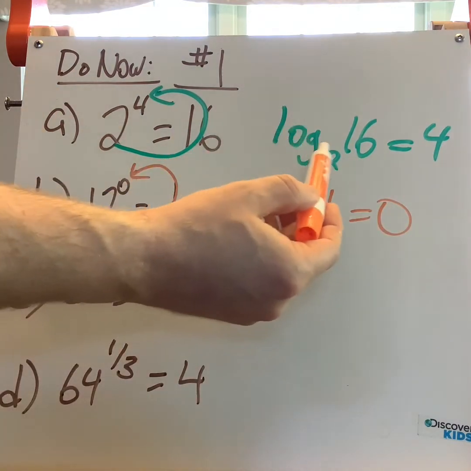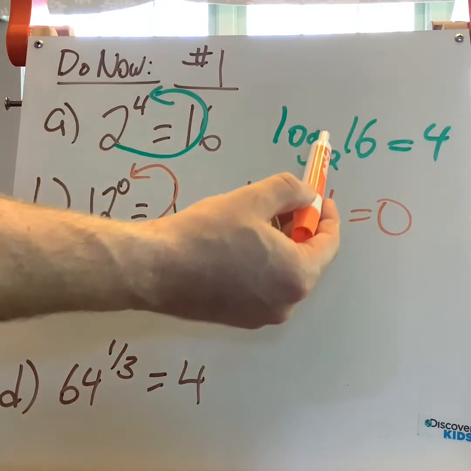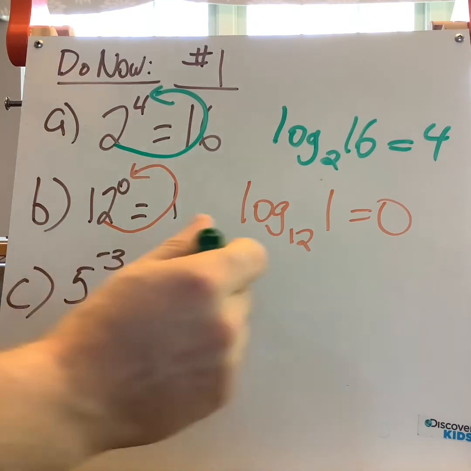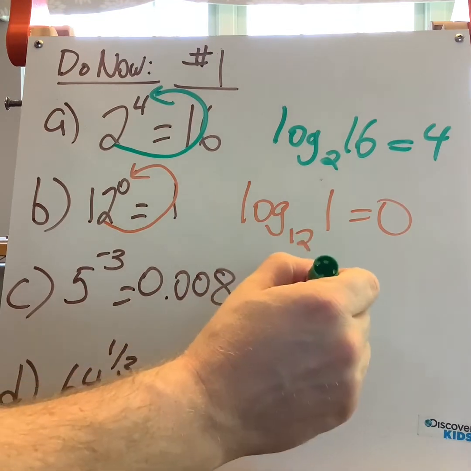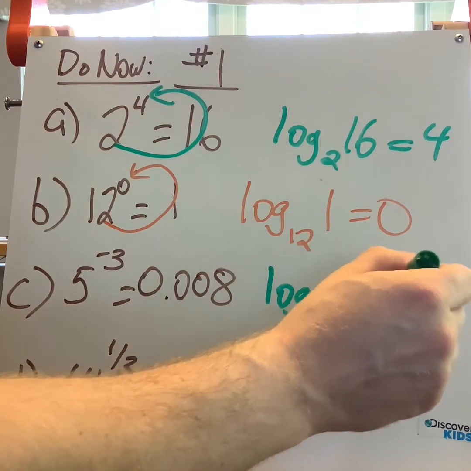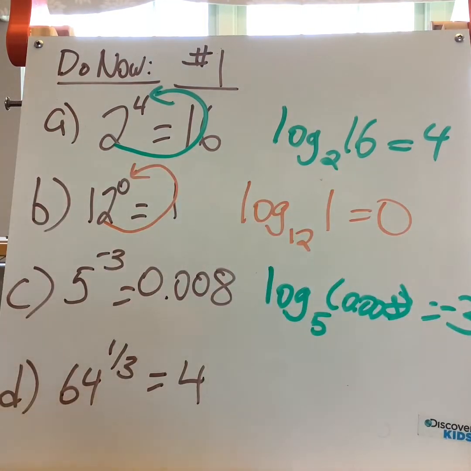The first one is log base 2 of 16 equals 4. 4 is the exponent of 2 that gives an answer of 16. That's how logs work. For the third one, we have the log, the base is 5, of 0.008 is equal to negative 3. Hopefully you could read that. It's not easy to write on here.